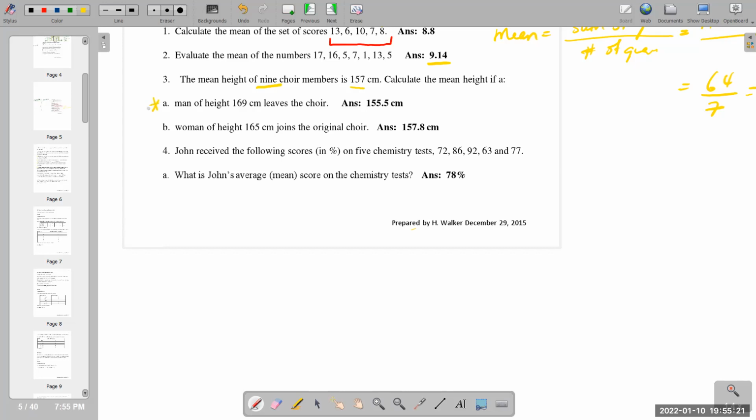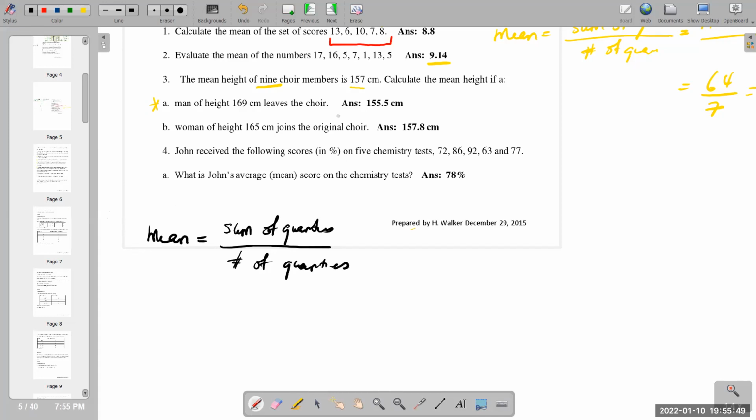So before I even look at what they're asking us for, how can I represent this information? If we use a formula, write the formula first. So I'm going to do that. Mean is equal to sum of quantities over number of quantities.